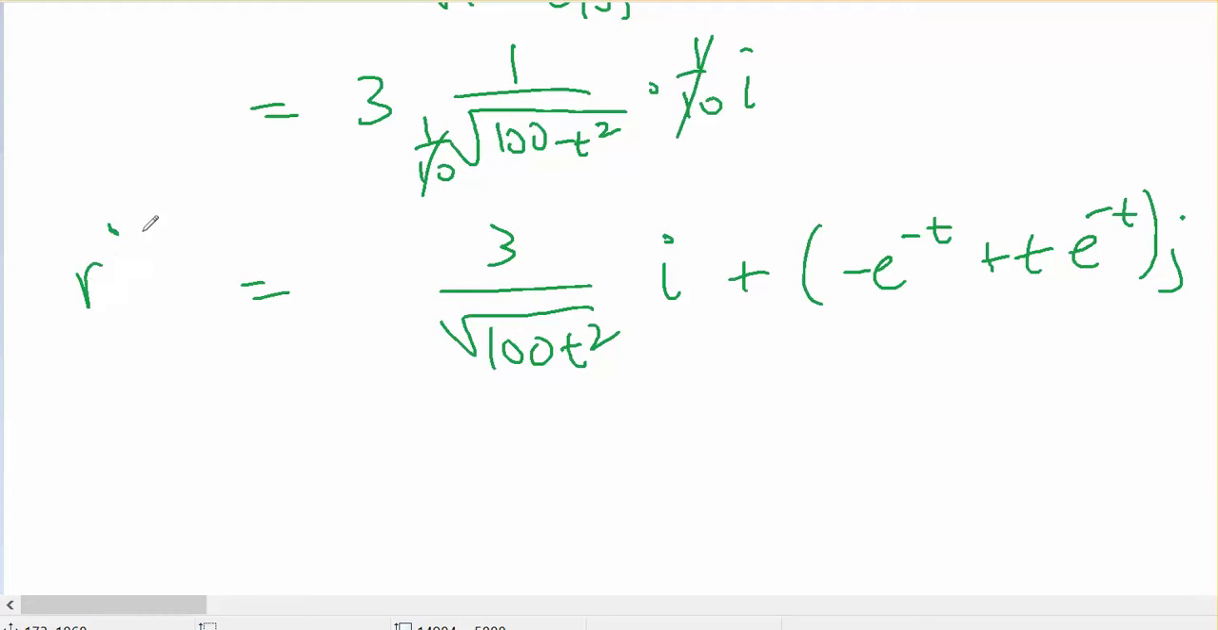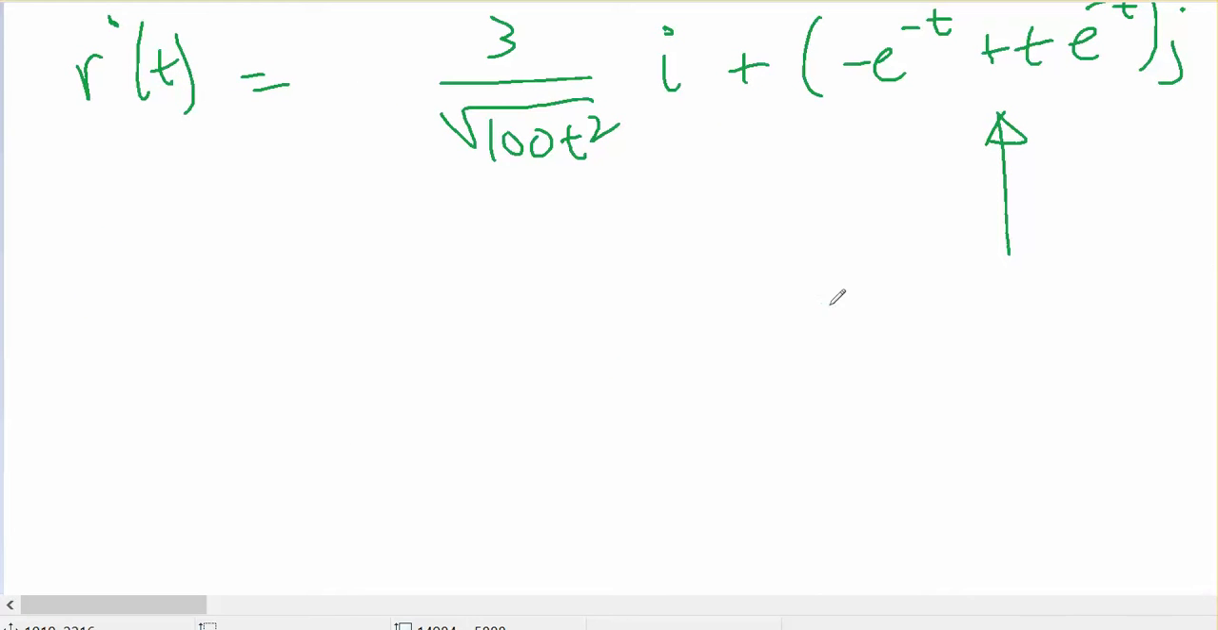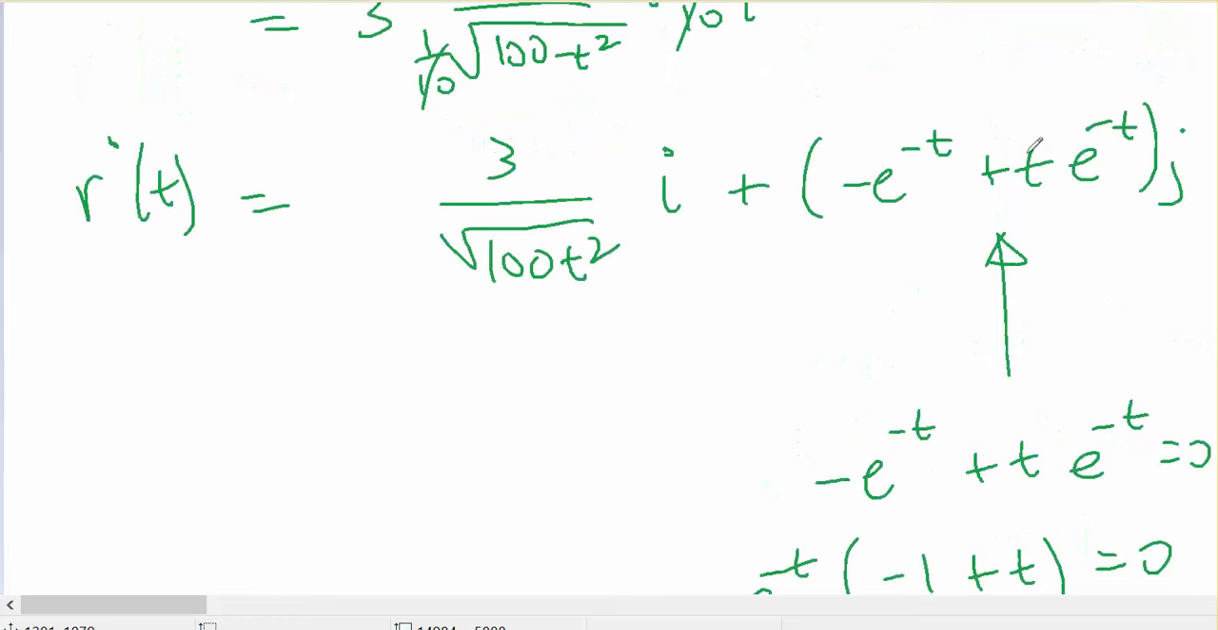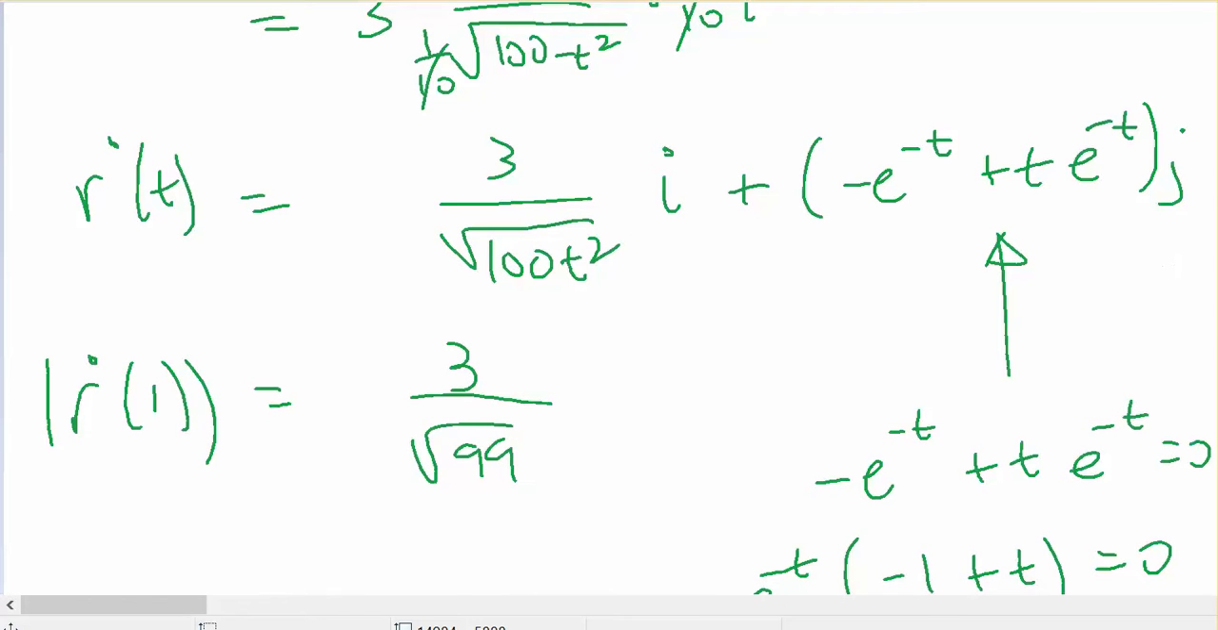So this is the velocity. It will be the maximum away from the x-axis when this is equal to 0. So minus e to the minus t plus t e to the minus t equals 0. I'll take out an e to the minus t: minus 1 plus t equals 0. That's when t equals 1. And when t equals 1, that will be 0, so the speed at t equals 1 will equal 3 on top of the square root of 99.